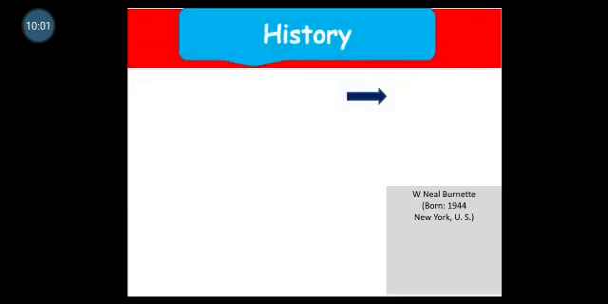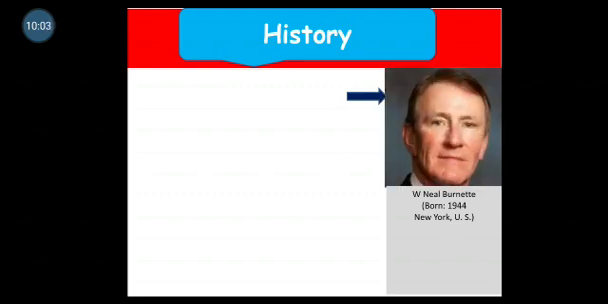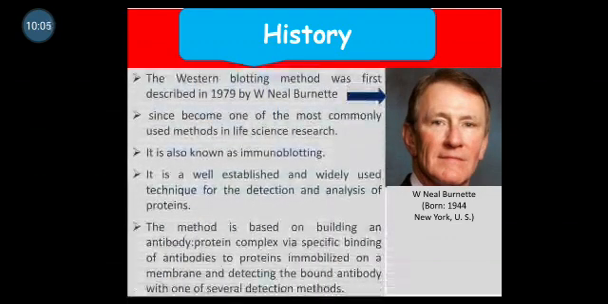As far as the history of this Western blotting technique is concerned, the Western blotting method was first described in 1979 by W. Neal Burnette, who was born in 1944 in New York City. Since it has become one of the most commonly used methods in life science research, it is also known as immunoblotting.